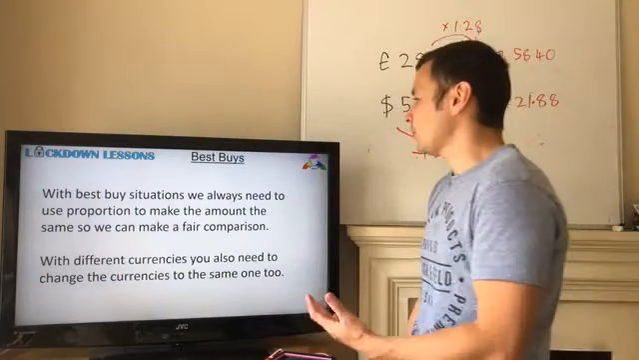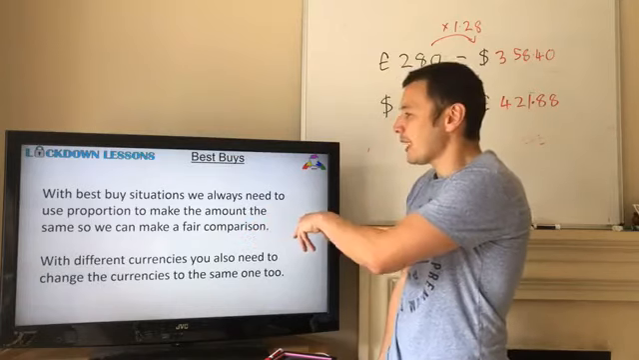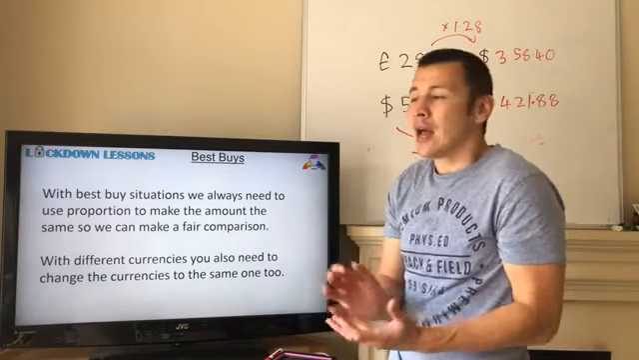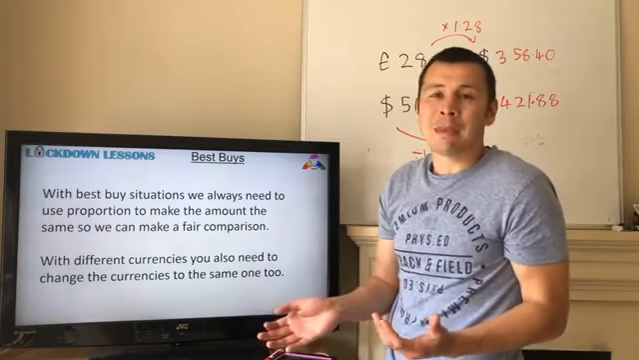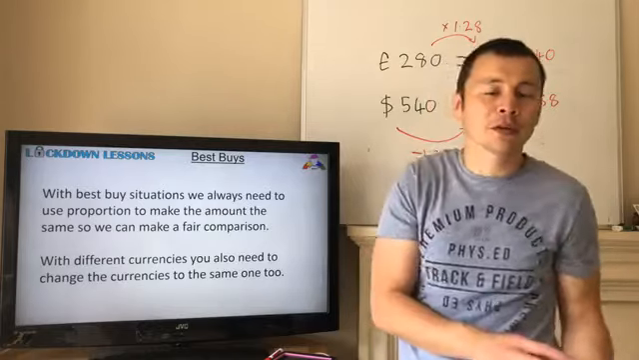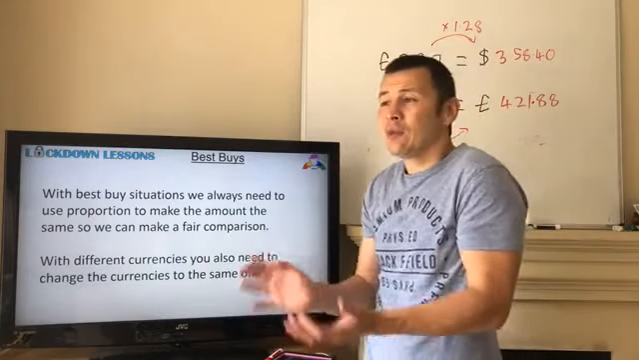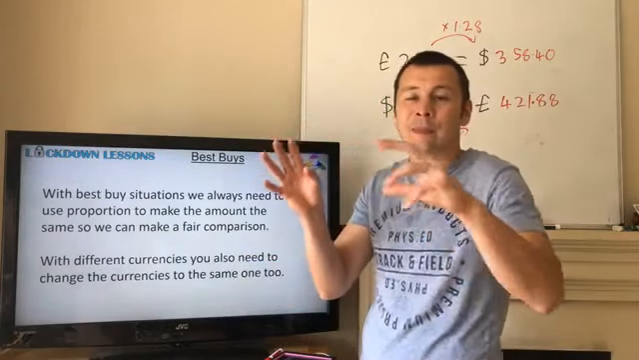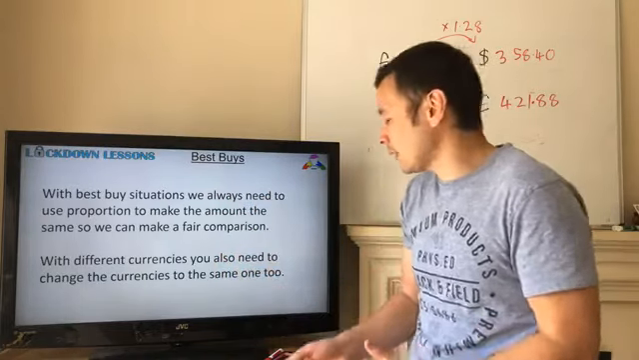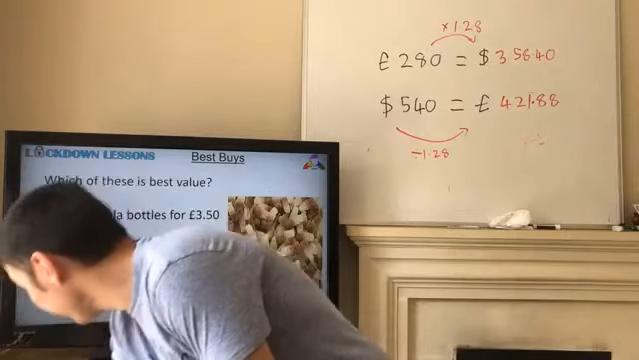So in best buy situations, we need to use proportion to make the amount the same so we can make a fair comparison. So you want to know how much it is for the same amount of something. So if you've got a big box of washing powder and a small box of washing powder, you need to say, well, how much would I pay for the same amount of each one? So try and get them to the same thing. So I'll explain with an example.